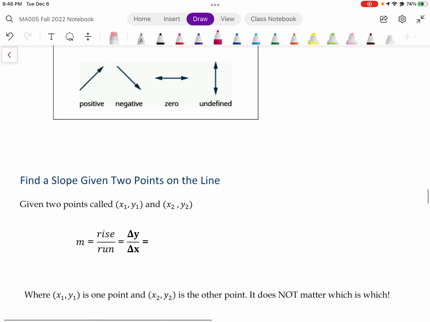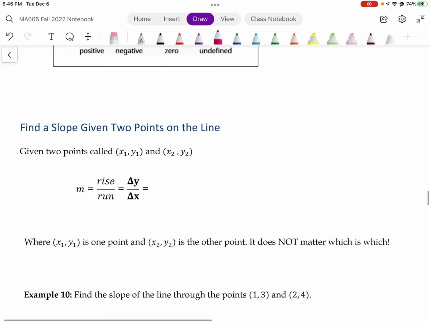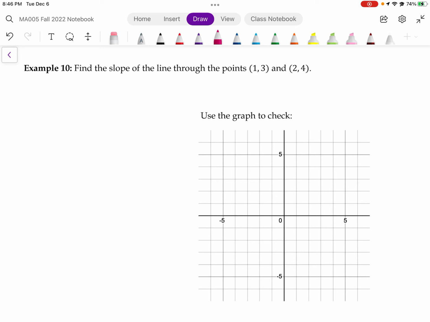All right, so given the 2 points called x1, y1 and x2, y2, here is our slope equation. Find the slope of each one. Remember, x1, y1 is one point, x2, y2 is the other point. It does not matter which is which. So we're going to practice these and graph them if we want to check. Okay, so find the slope of the line through these points right here. Now we're not picking the points, we are given the points this time.